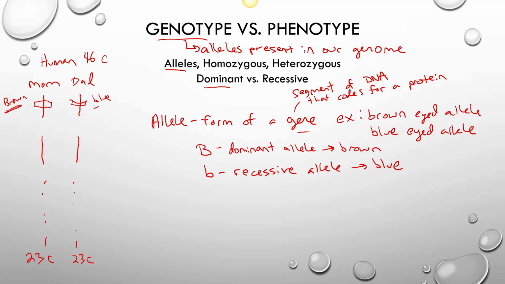So if this human being was you, your genotype would be big B, little b, because you got one dominant allele from your mom and one recessive allele from your dad. Phenotype is the physical characteristic that is expressed by the individual.